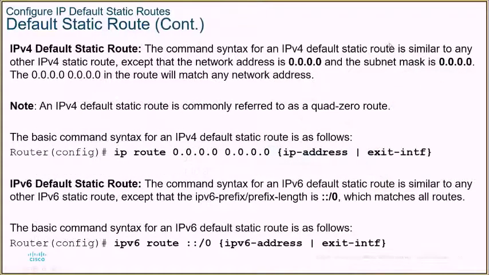So how do we do a default route for IPv4? The command syntax for that is similar to any other static route, except the destination and mask are all zeros. So quad 0 destination, quad 0 mask, and basically that's all you need to do, as you can see here. And then of course you need to give it forwarding details. What is the default route? That could be your next hop IP address or your exit interface.